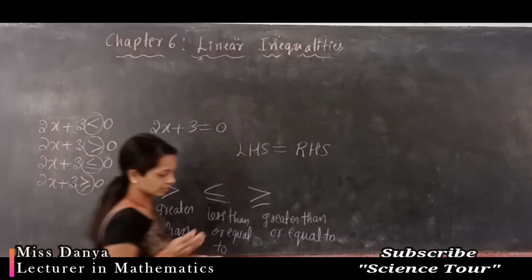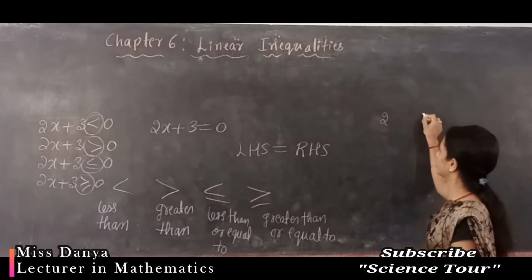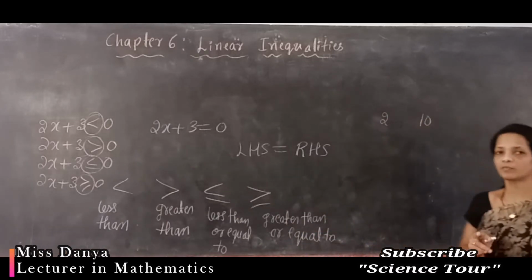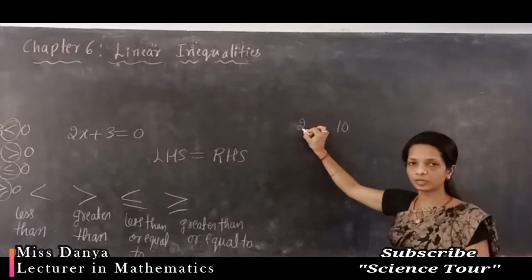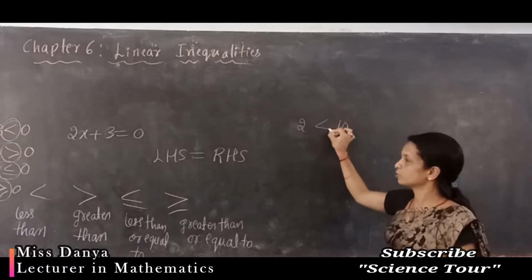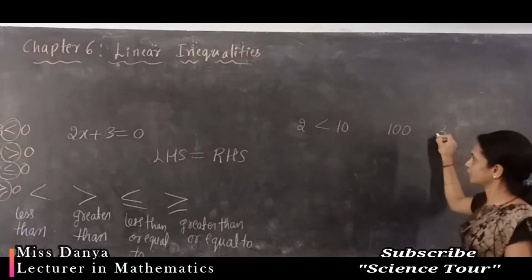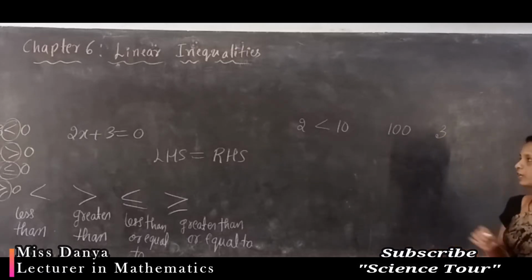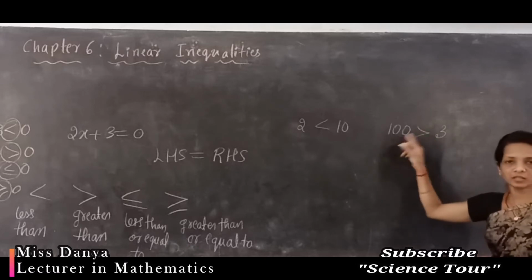For example, sometimes you may have numbers. Suppose you have 2 and 10. Then which symbol are we using to relate these two numbers? We know that 2 is less than 10, so we use the less than symbol here. Suppose you have 100 and 3. Then which symbol can we use in between? We can use the greater than symbol, because we know that 100 is greater than 3.